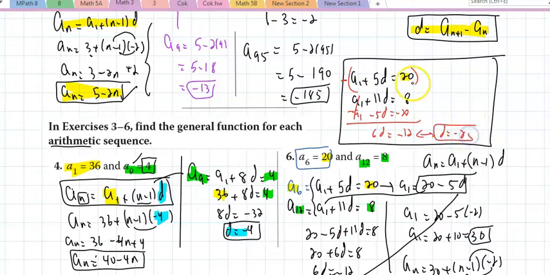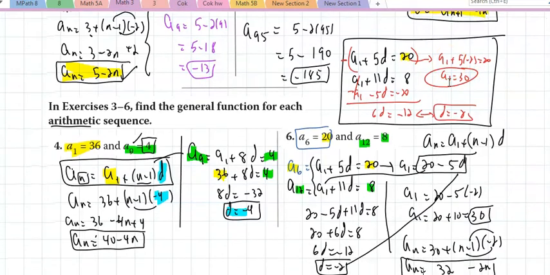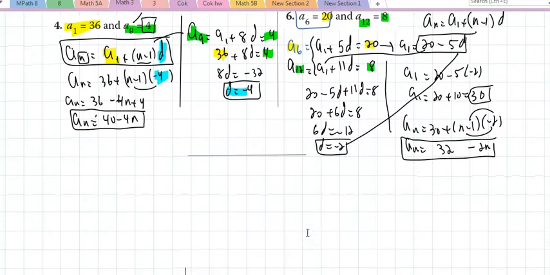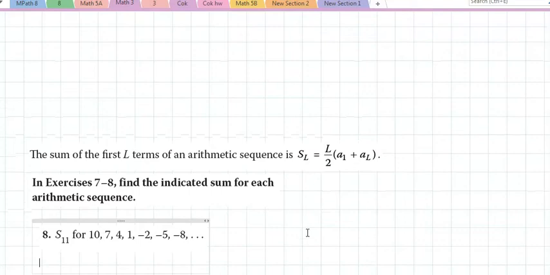And once I find that, I could go to the first or second equation, say a sub 1 plus 5 times negative 2 equals 20. So a sub 1 equals 30. Again, you could use whatever you want, substitution, elimination, but you have to show me what you're using. Just do not use the graphical approach. That's unwise.